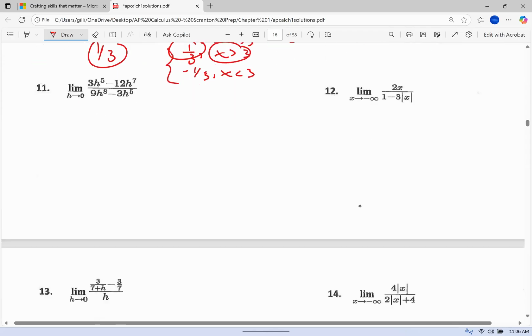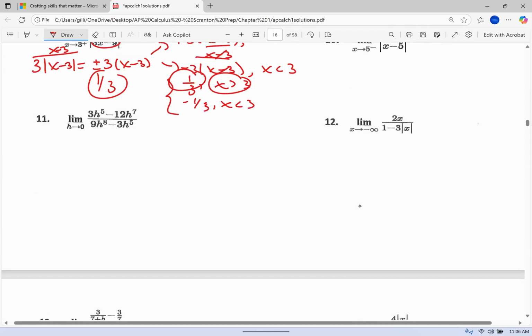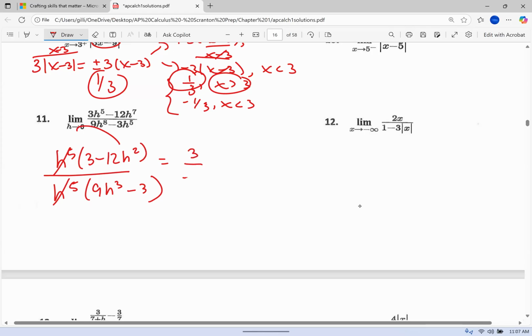Number 11, if I take the limit as h goes to 0, I'm going to get 0 over 0, so I'm going to factor out h to the 5th, and I think that's what's left on the bottom, h to the 5th, and I think that's pretty good. I didn't take out the GCF, but it doesn't matter because these will divide out, and then when h goes to 0, I'm left with 3 over negative 3, which is negative 1.